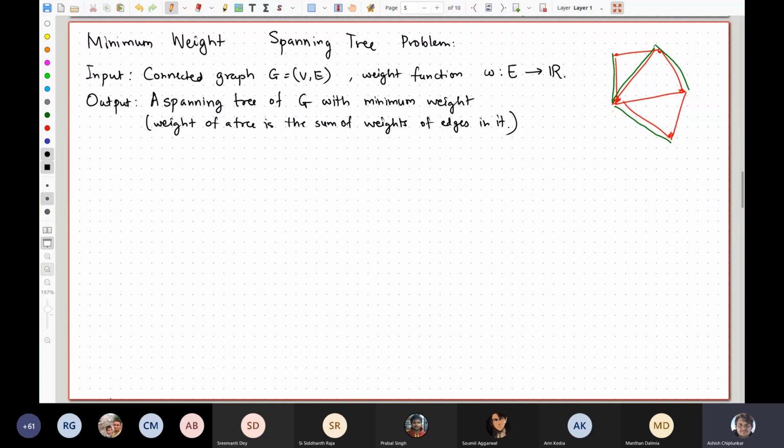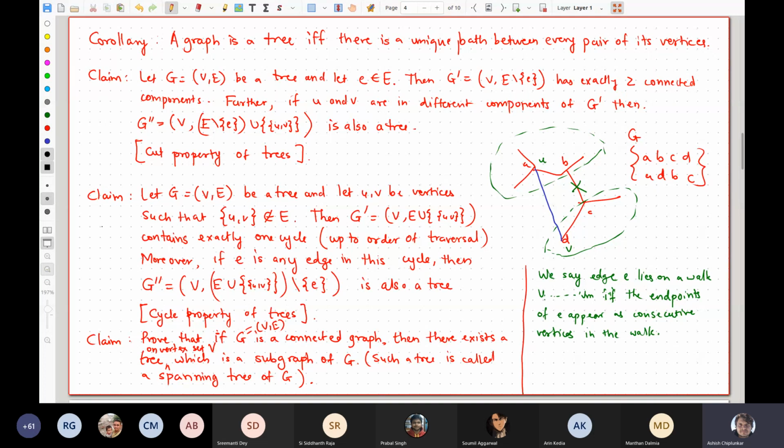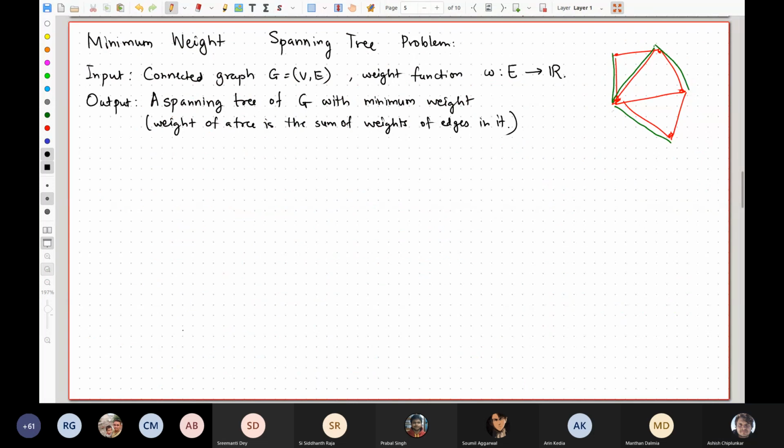Okay, and for this problem, a simple greedy algorithm works. You sort the edges by increasing order of weight, and keep on adding edges as long as you don't get a cycle. So this kind of algorithm works, and why does it work? The reason is the cut property and the cycle property. Let me leave it at that. You might do this either in data structures or in the algorithms course. So let me not do it right now. This is just for your information, FYI.